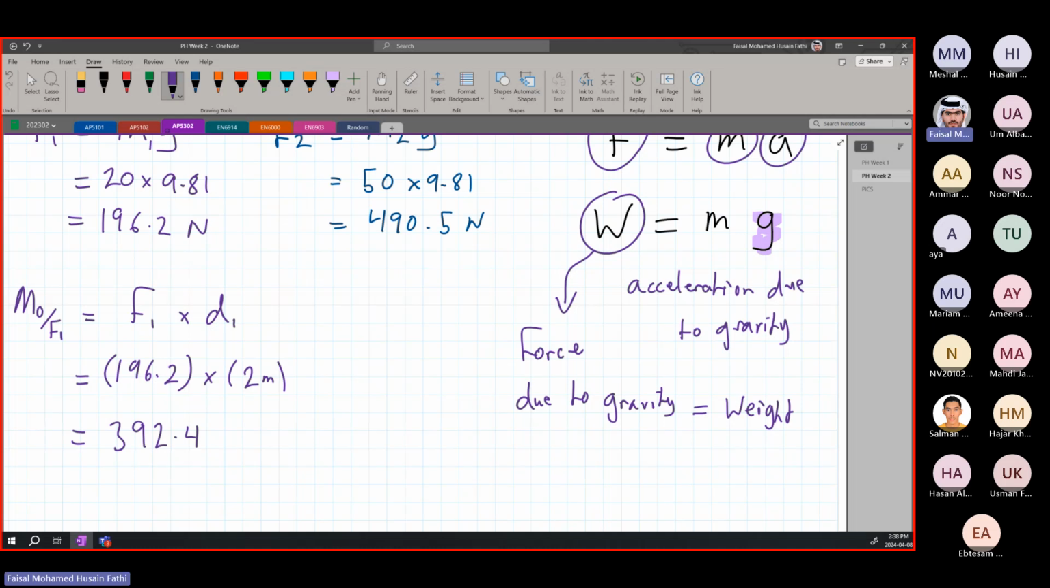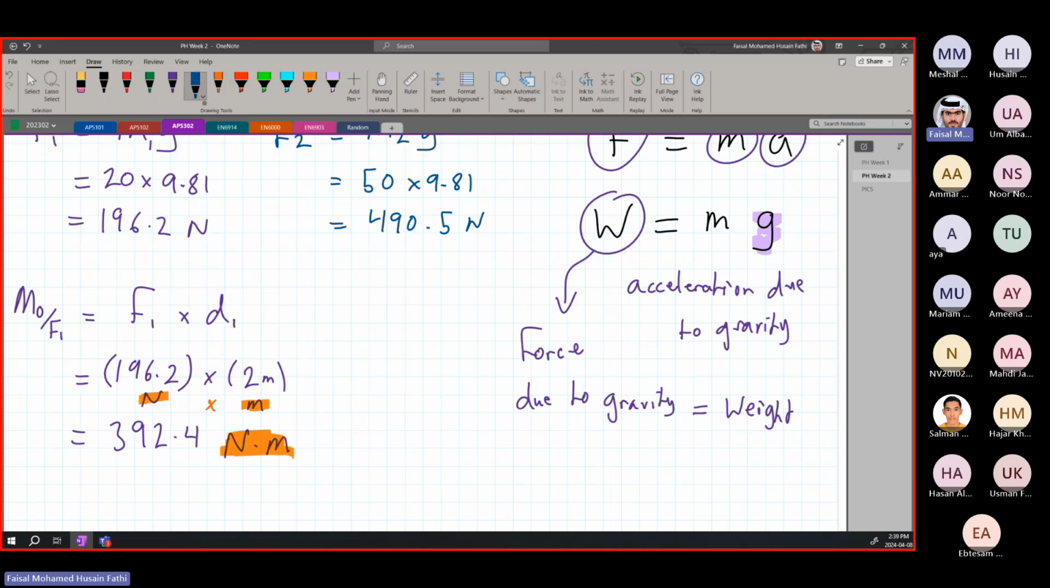Now, we have force, which is in newtons, and we have distance, which is in meters. So the unit of moment is going to be Newton meter. This is very important to know, the unit of moment. It is Newton meter. Why? Because you're multiplying Newton by meter. So it's going to be Newton meter.